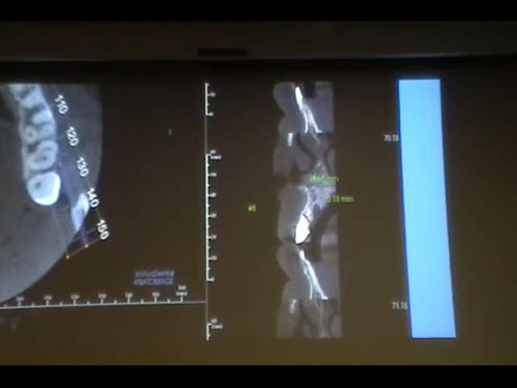Dr. Syed, just to make sure, if it's mesiodistally less than 6 millimeters, yes, the foramina is enlarged. It is considered as enlarged foramina.